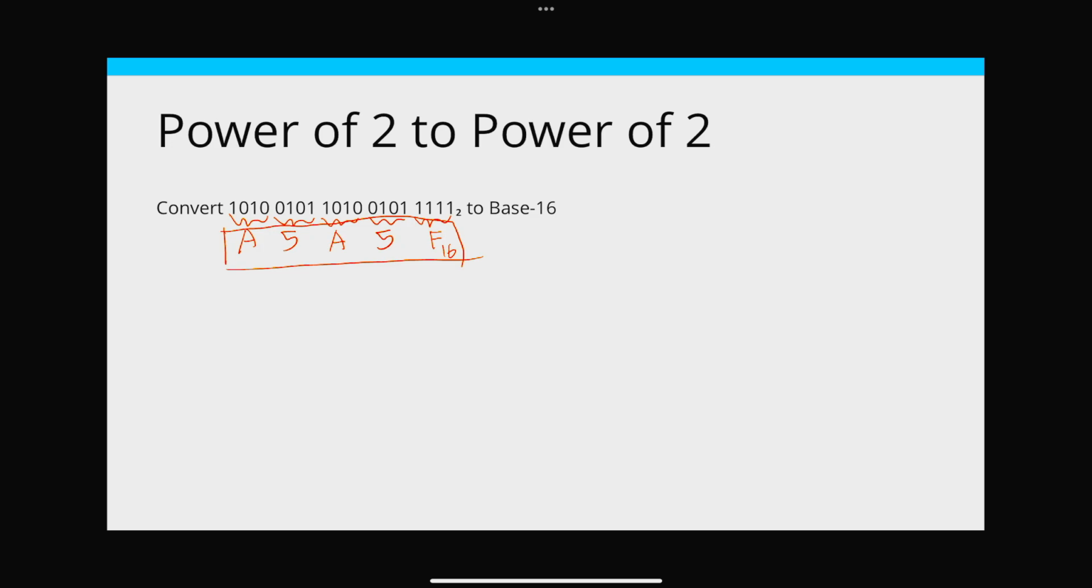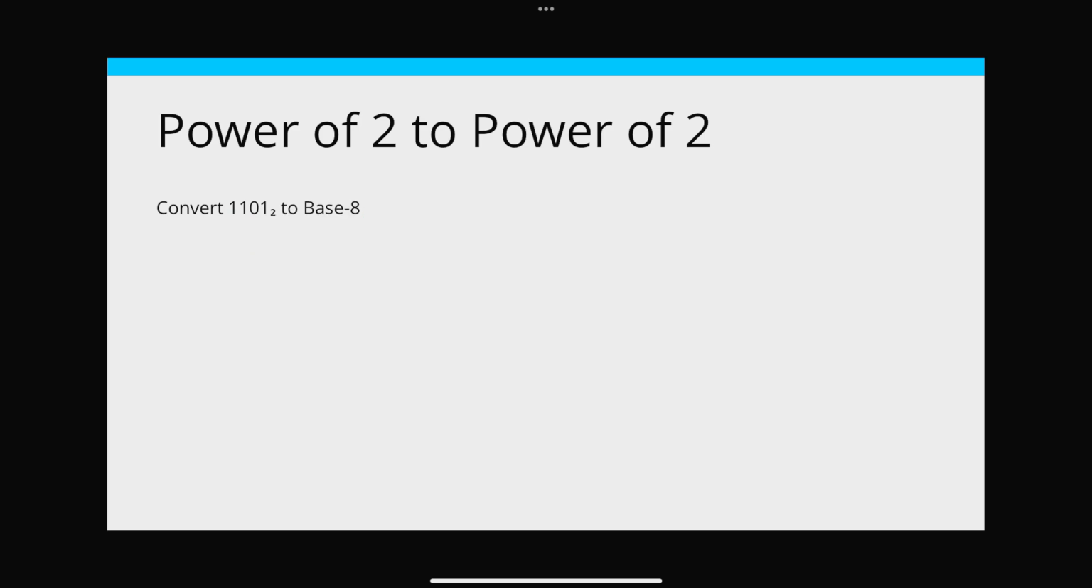Think about how much longer it would take you to convert all the way to decimal, and then having to divide that decimal number by 16 to get your base 16. Right? So we definitely want to take advantage of this capability. When you have 2 powers of 2, base 2 and base 16, or other bases that are powers of 2, take advantage of this property.